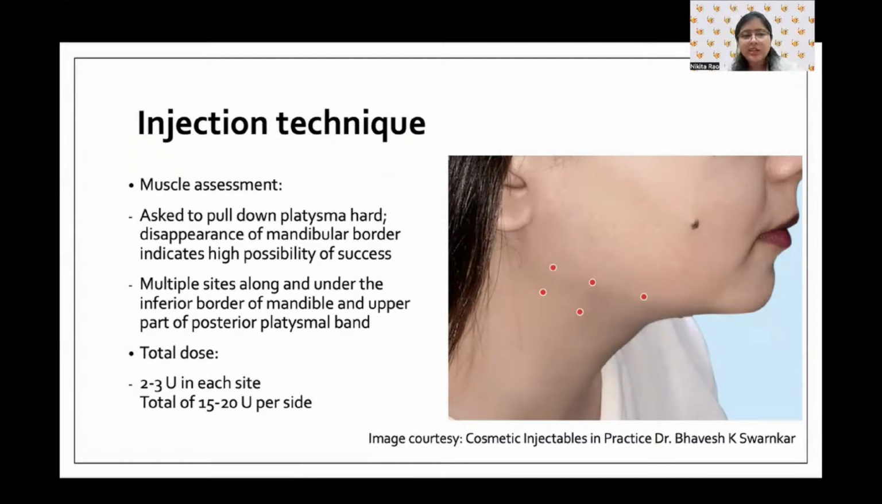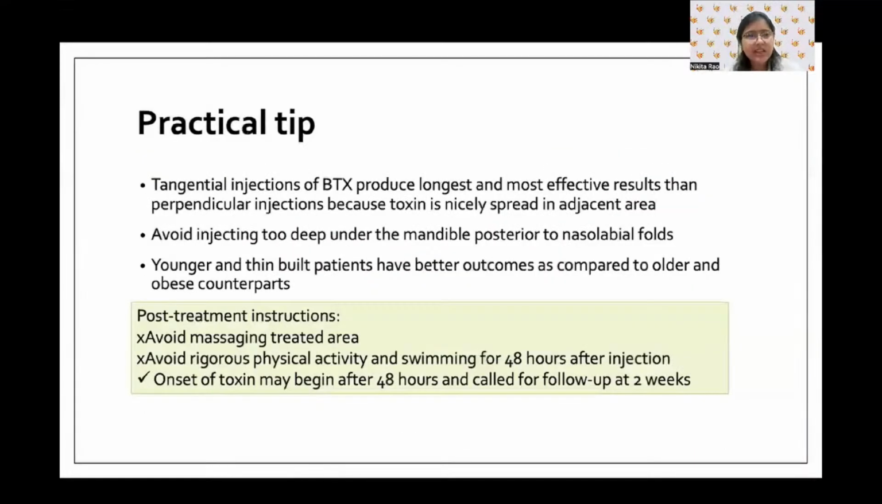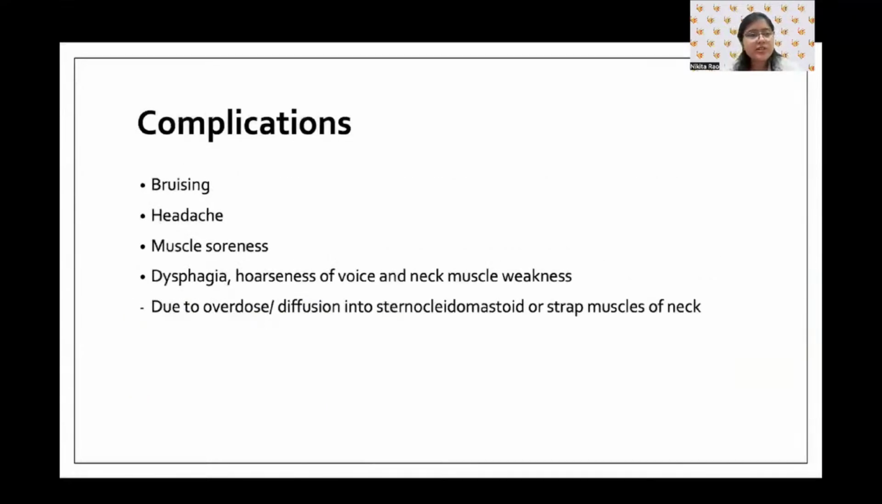Multiple sites along and under the inferior border of the mandible and the upper part of the posterior platysmal bands are marked, and 2 to 3 units are injected at each site, with a total of 15 to 20 units of neurotoxin per side. Tangential injections are preferred here rather than perpendicular injections because of easier spread of the toxin in the adjacent areas. Bruising, headache, muscle soreness, dysphagia, hoarseness of voice and neck muscle weakness due to overdose or diffusion into the sternocleidomastoid or strap muscles of the neck are other complications that can be seen with this injection.